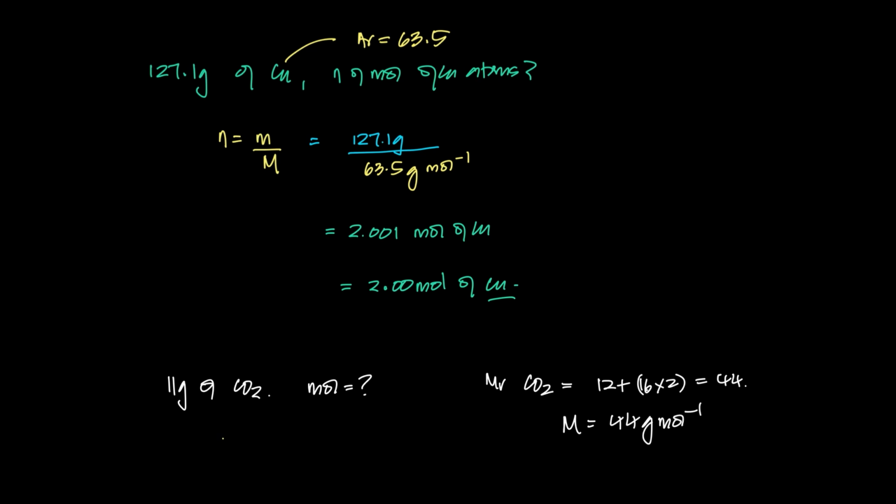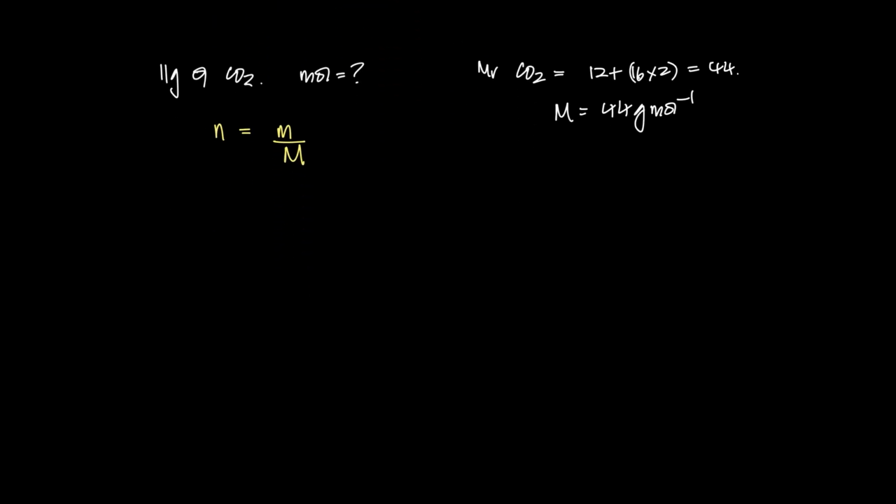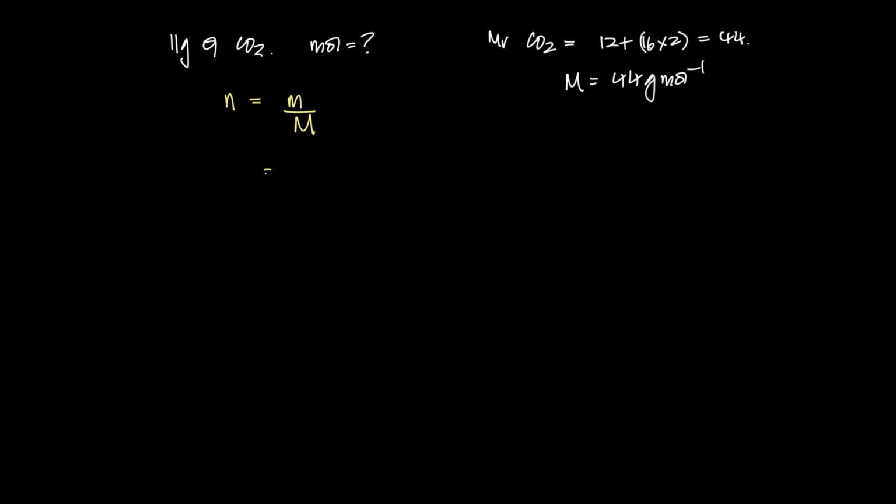Then I will use my formula, mass over molar mass. I want to find the number of moles. The mass is 11 grams, and the molar mass is 44 grams per mole. And then the grams cancel out. 11 over 44 is 0.25 moles of CO2. That's how much I have. I have 0.25 moles of CO2.